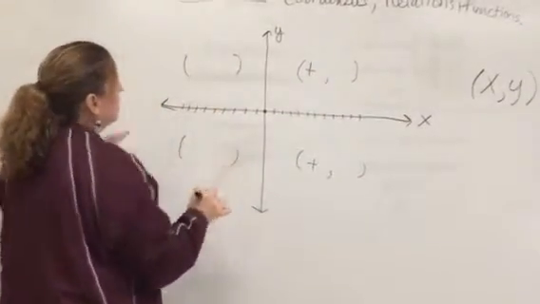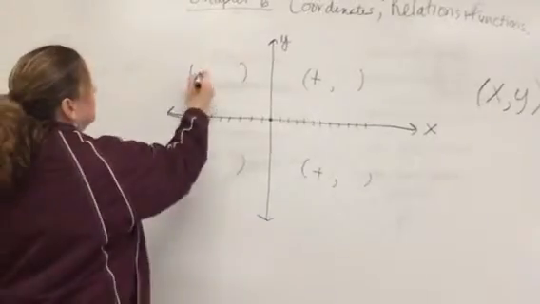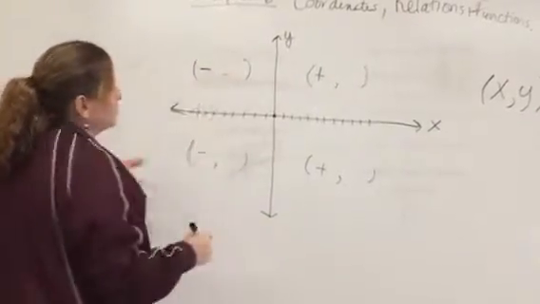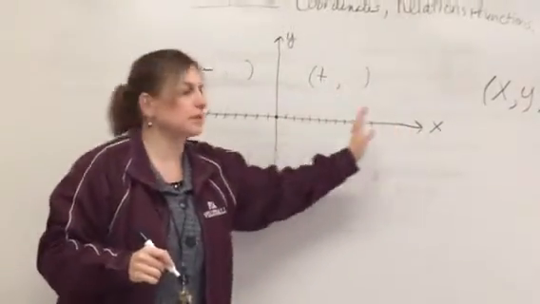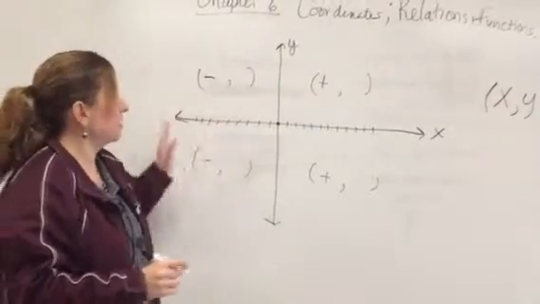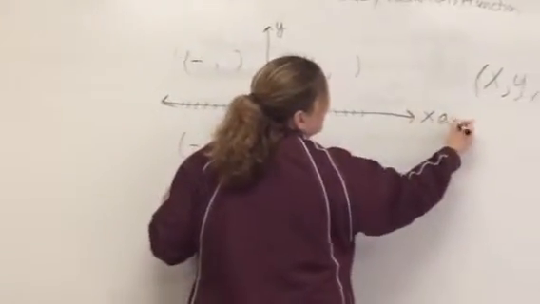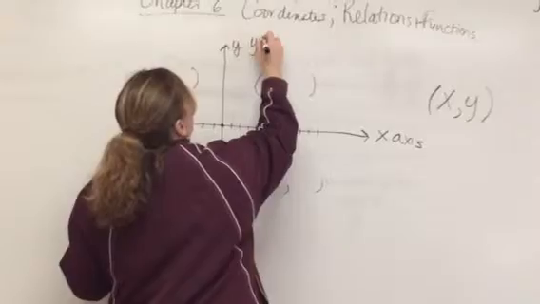My x on this side is going to be negative, okay? Because you can see anything past here is positive, anything past here is negative. So this is called the x-axis. This is called the y-axis.